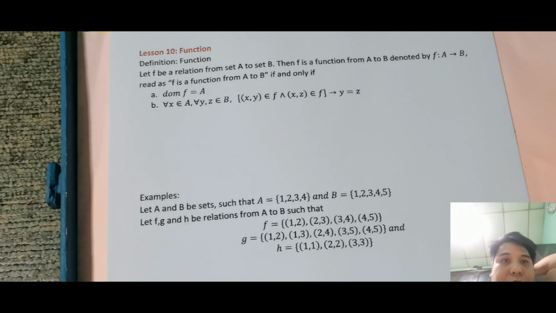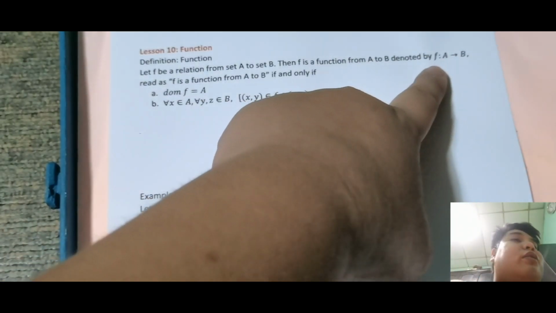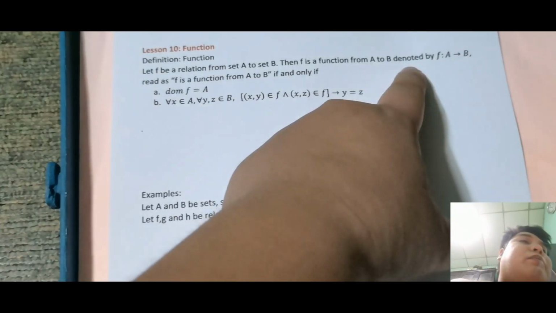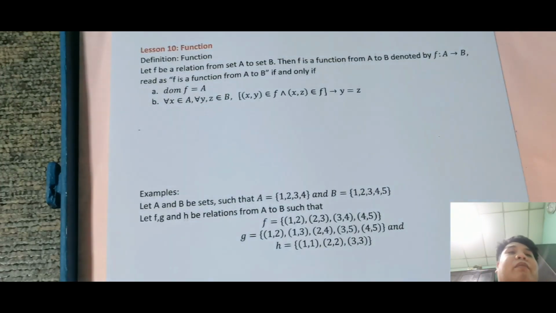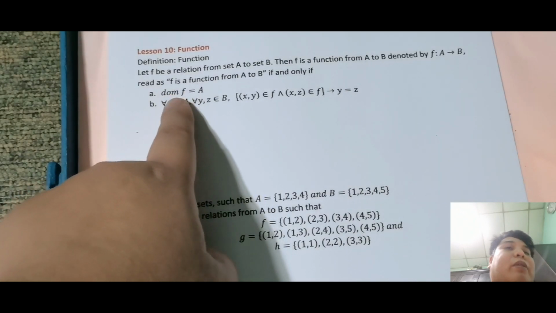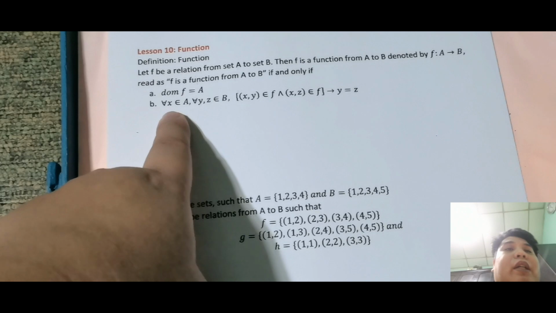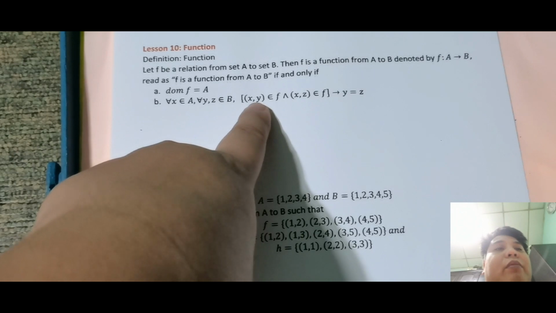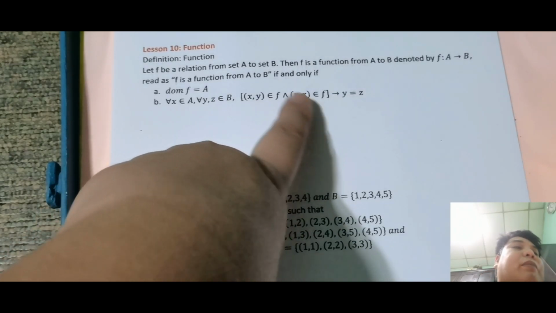Definition. So function, let f be a relation from set A to set B. Tandaan yan. Then f is a function from A to B denoted by f mapping from A to B. So yan yung base dyan, f mapping from A to B, or read that f is a function from A to B. So ang basa ko dyan, f is a function mapping from A to B if and only if it satisfies the following. So number 1, yung domain daw ng f should be yung set A. So dapat yung domain of f is yung set A. Number 2, for all x element of A, for all y and z element of B, (x, y) element of f and (x, z) element of f implies y is equal to z.